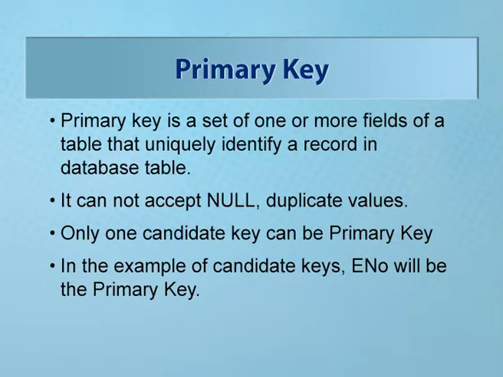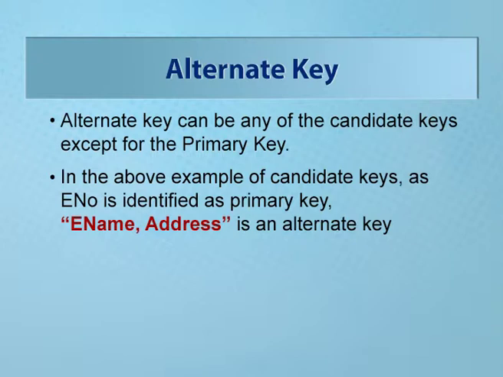Only one candidate key can be a primary key. In the example of candidate keys, we used two combinations: one is employee number, and the other is employee name with address. So, we can set aside employee name with address and take employee number as the primary key for the employee table. Hope you understand the difference between a super key and a candidate key, and how a candidate key is different from the primary key. Then let us move on to the next key, called the alternate key.